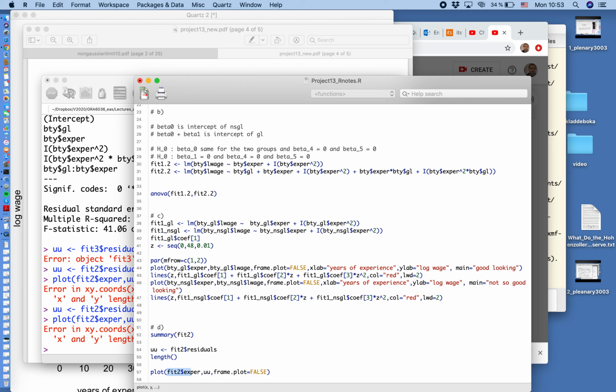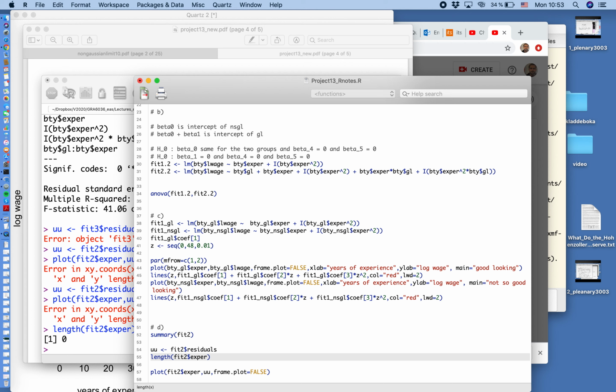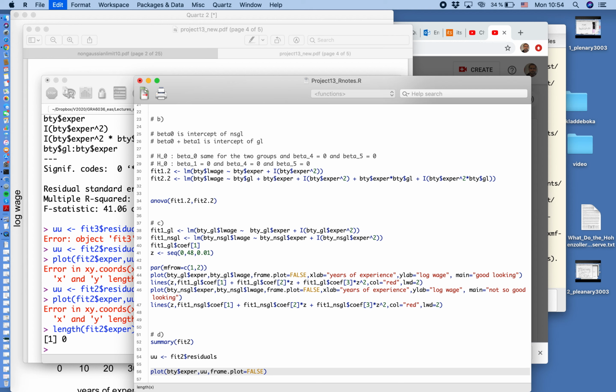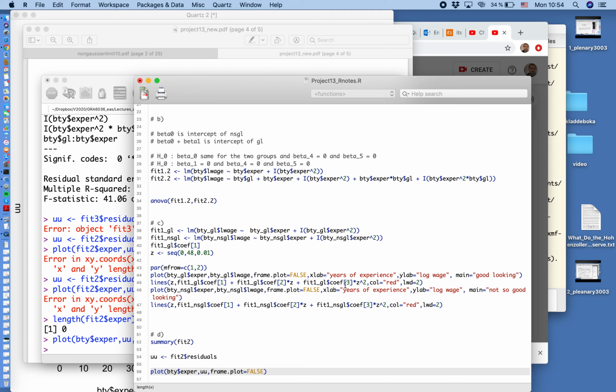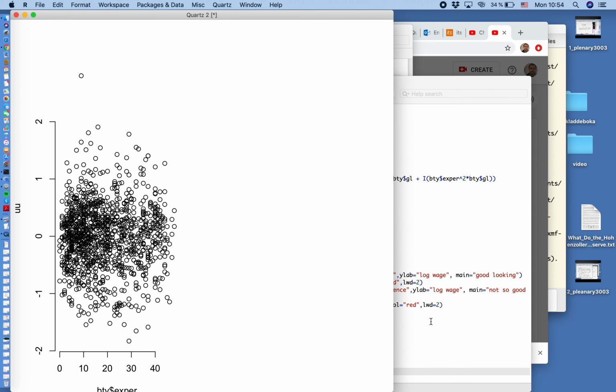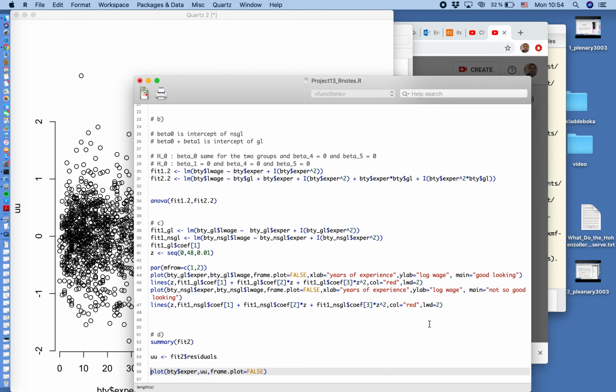Then fit x per. That's not strange because we were supposed to enter the data set. So that's bty x per. I'm sorry, it's not the fit object. Okay, so it's bty x per. Okay, so here is the plot. These are the residuals.